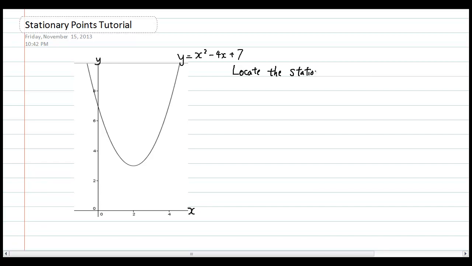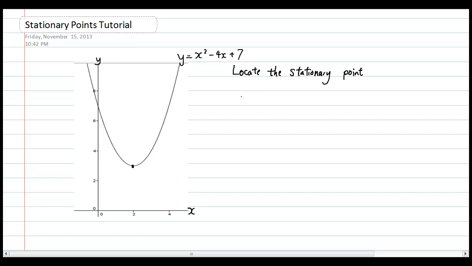And you're probably wondering, what is the stationary point? The stationary point is simply the turning point, which is this point here. So because we already have the graph, we can see where the turning point is straight away. But normally you probably don't have access to something that can draw a graph very easily. So you need an algebraic method to prove where the stationary point is.